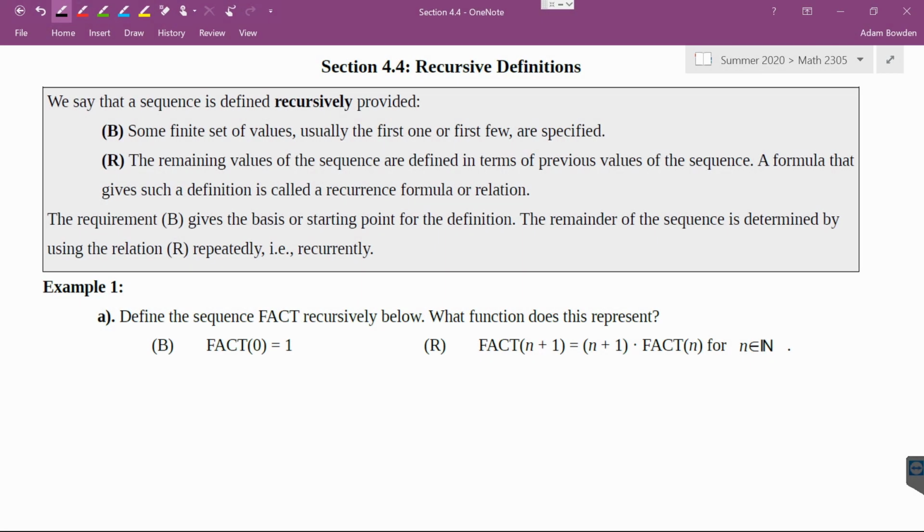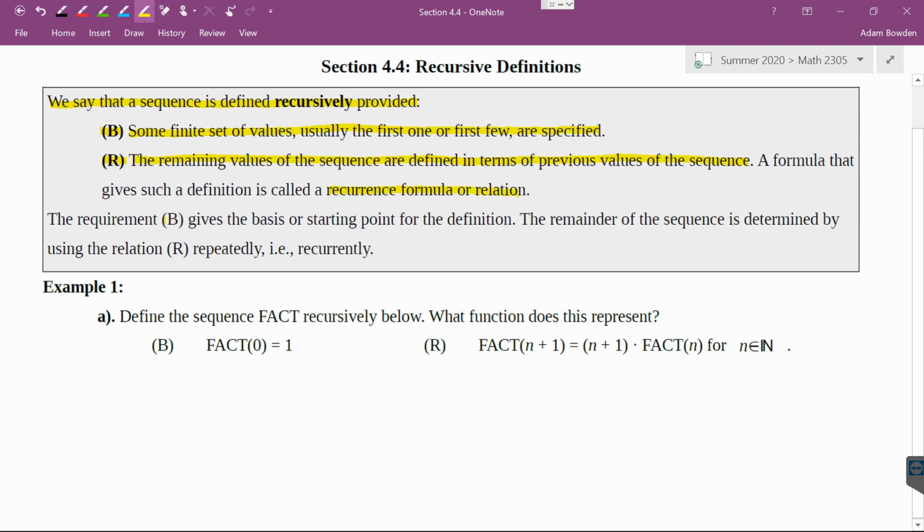For section 4.4, we're going to talk about recursive definitions. We say a sequence is defined recursively provided it has two parts. The first part says some finite set of values, usually the first one or the first two, which are specified. And then the remaining values of the sequence are defined in terms of the previous values in the sequence. Such a formula is called a recurrence formula or a recurrence relation.